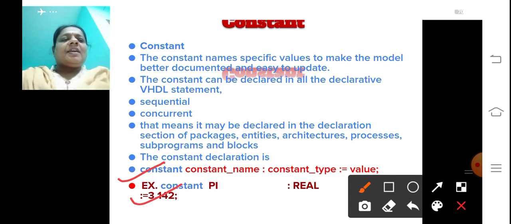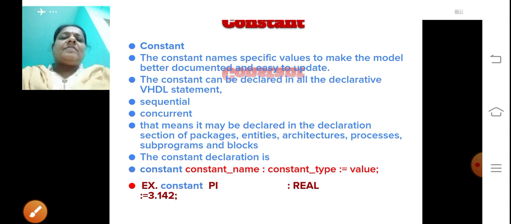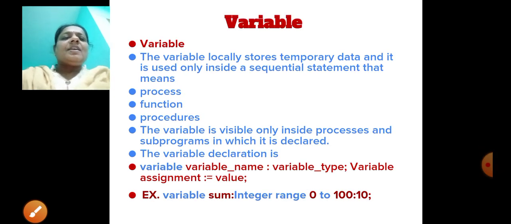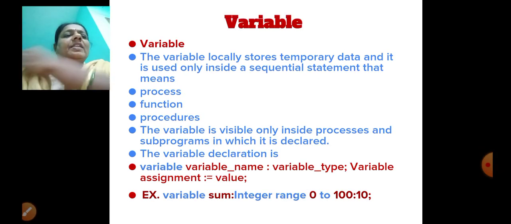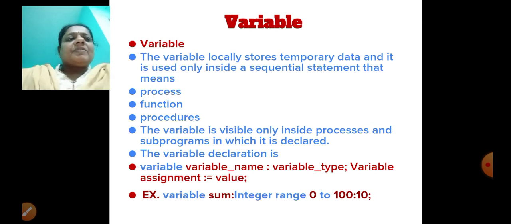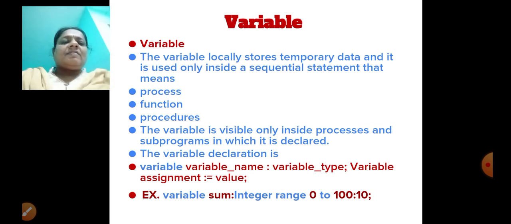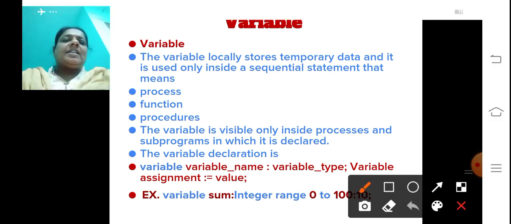Next, what are the variables? The variables locally store temporary data and are used only inside a sequential statement. What are sequential statements? If the statements are executed line by line, then they are called sequential statements.